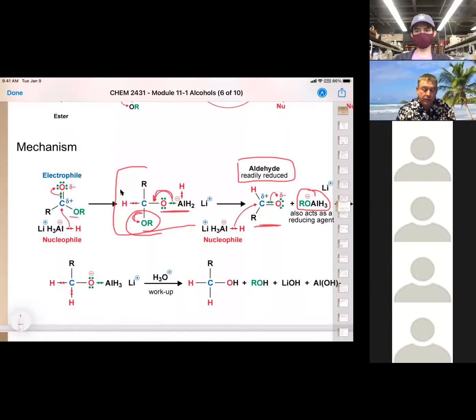Okay, we took this OH off and we replaced it with a hydrogen. So that's the first hydride transfer, which kicks off the alcohol and makes it into an aldehyde. Well, now we have an aldehyde. We know we can reduce that with hydrides.